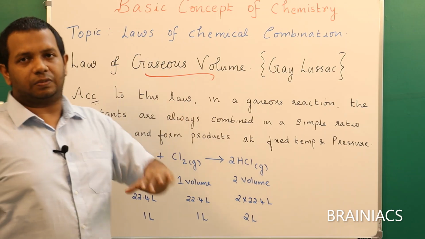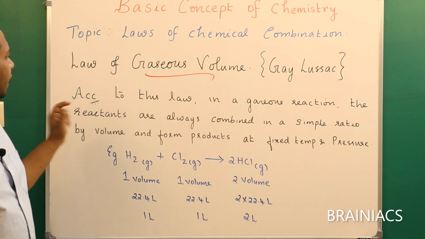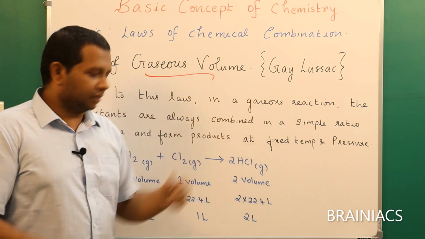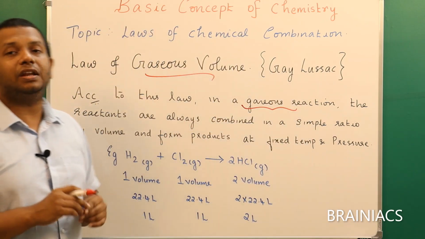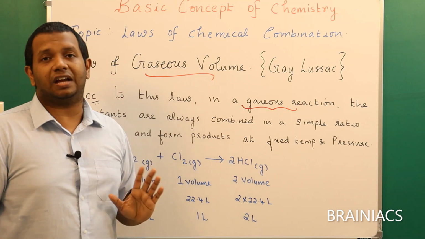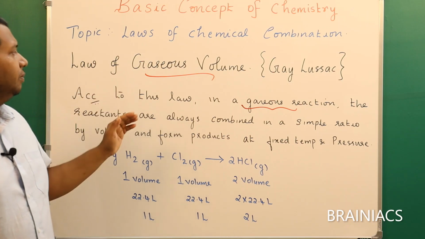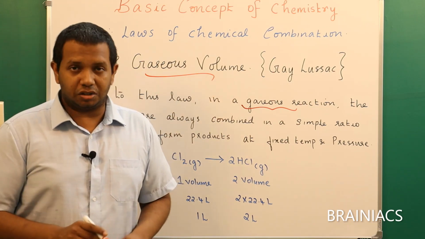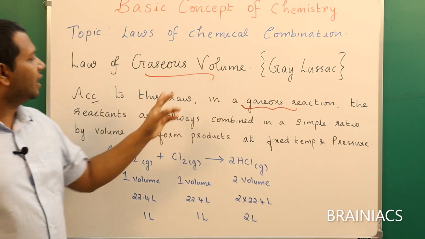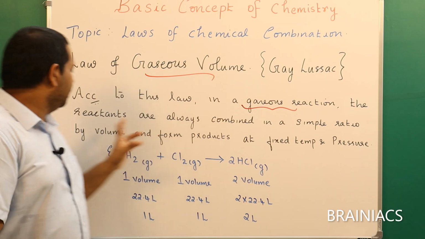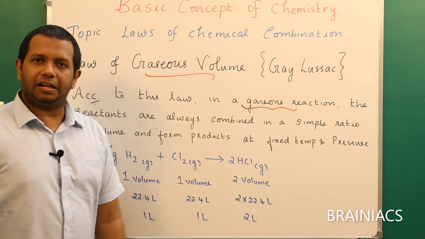Before going to that explanation, I will go through the statement of this law. According to this law, in a gaseous reaction, this is very important, Gay-Lussac's law of combining volumes is applicable only for gaseous reactions. Volume comes into the picture when a gas is there. So according to this law, in a gaseous reaction, the reactants always combine in a simple ratio by volume, and they form products at fixed temperature and pressure.